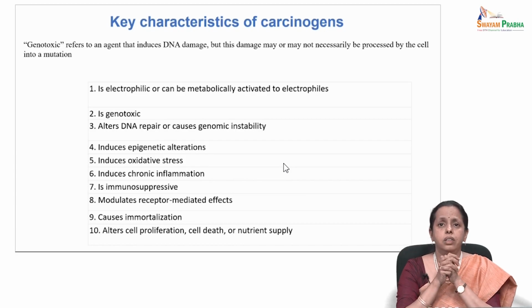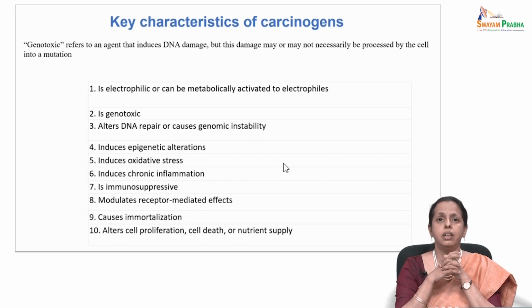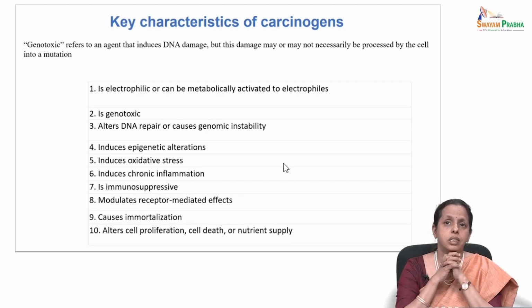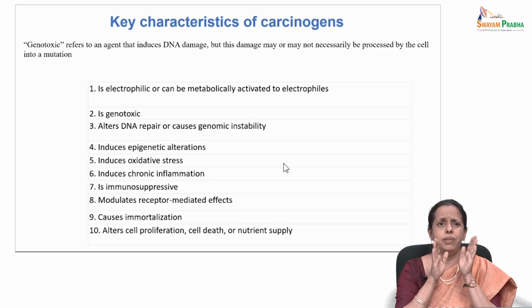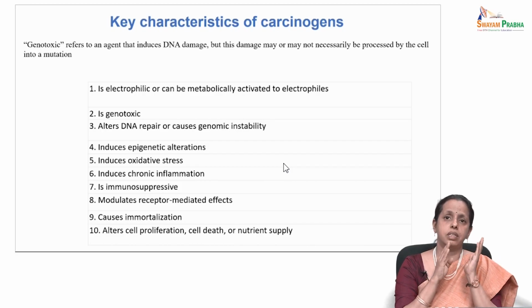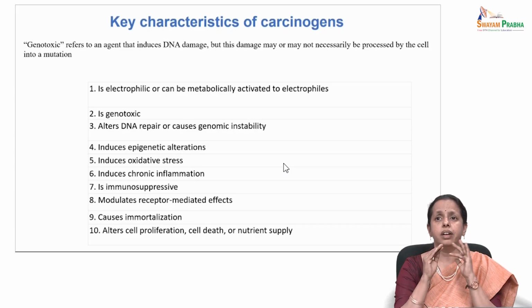The characteristics of a carcinogen also include altering cell proliferation, cell death, or nutrient supply. So, if the agent is found to induce DNA damage, it is called a genotoxin. And if it is shown that the agent also induces mutations in a mutagenicity assay, which we will see as the Ames assay, it can be defined as a mutagen. So, if the carcinogen is able to cause mutations, you can classify it as a mutagen.